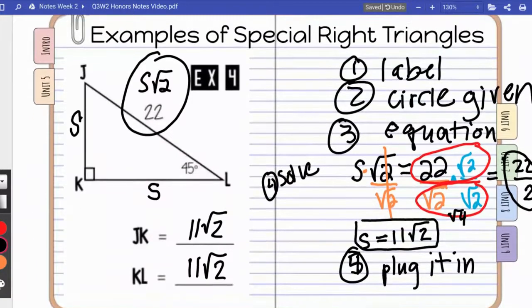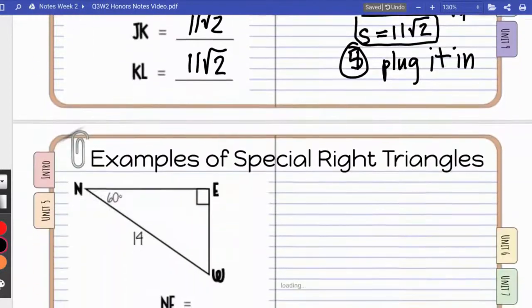There is a reason. Look at here. If you look, how did I get 11 square roots of 2 from 22? There's a reason. It's a pattern that we talked about.